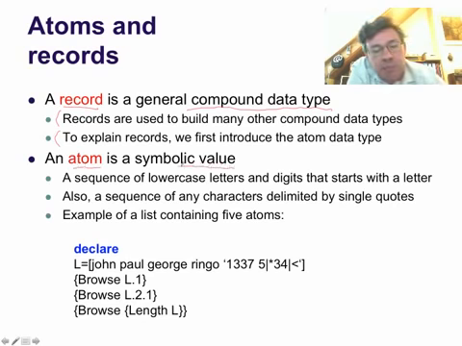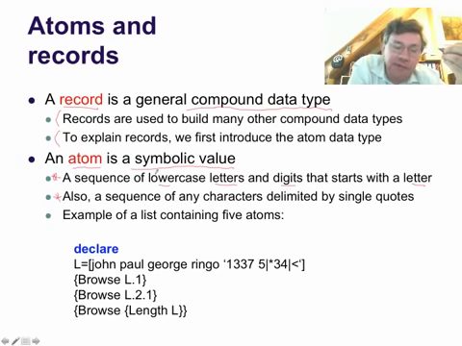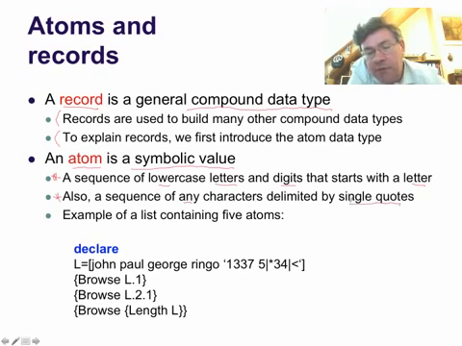An atom is a symbolic value or constant. Basically, it's a sequence of lowercase letters and digits, and it has to start with a letter, in Oz, so that there's no ambiguity. Notice that it's lowercase because uppercase is used for identifiers. If you want to use other characters such as uppercase or punctuation marks, then you have to delimit the atom by single quotes.